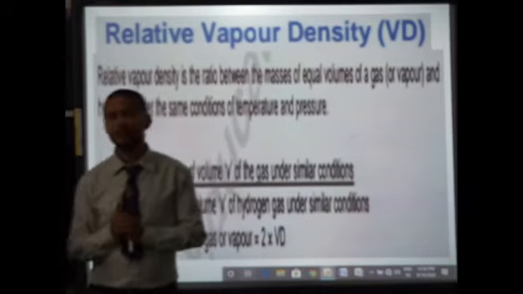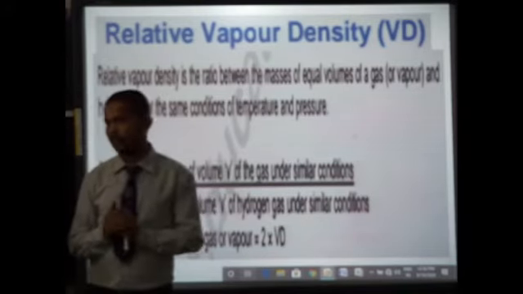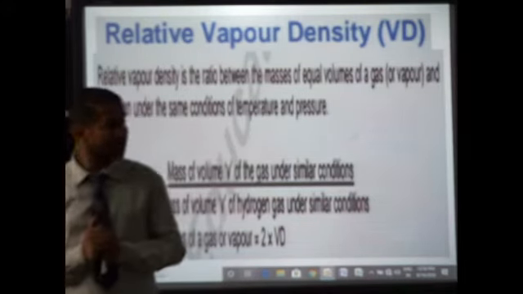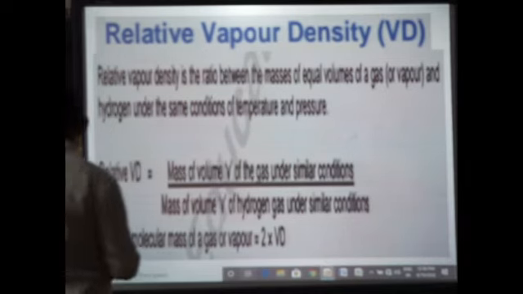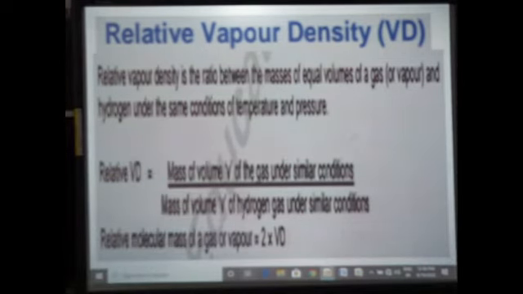Then relative vapor density. So what is relative vapor density? Relative vapor density is the ratio between the masses of equal volume of gas or vapor and hydrogen under the same condition of temperature and pressure.